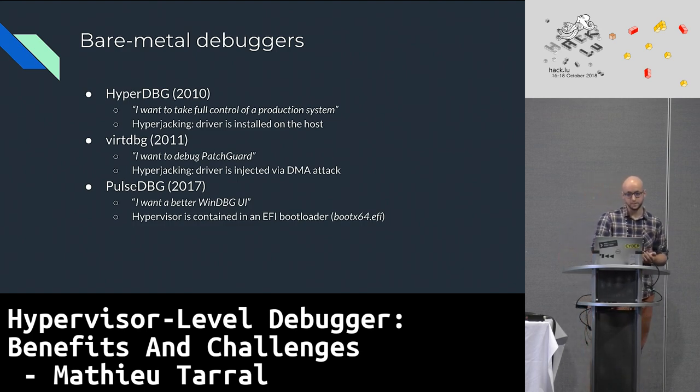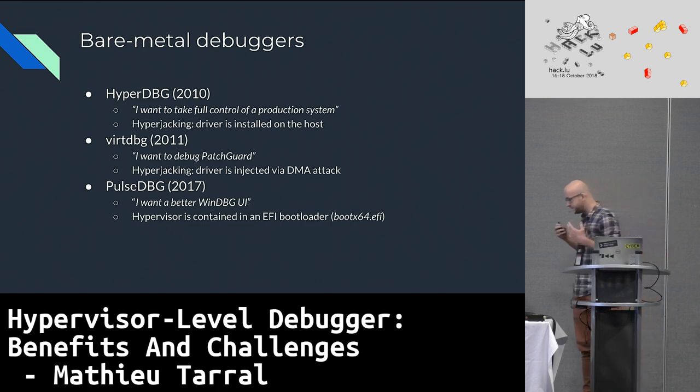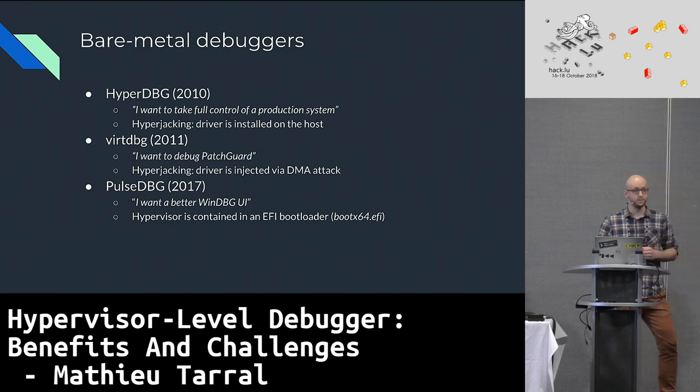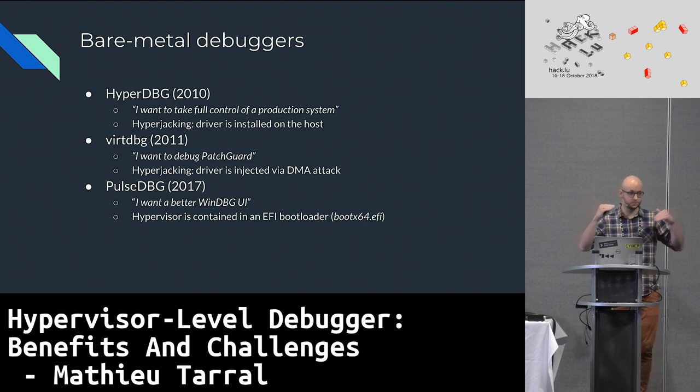So the first one I can think of is HyperDBG. What they wanted to do is to see if it was possible to take full control of a production system for forensic purposes. And they did that by using a technique called hyperjacking. Hyperjacking is that I'm going to take my host and virtualize it on the fly. So dynamically, I'm going to insert a hypervisor on the fly.